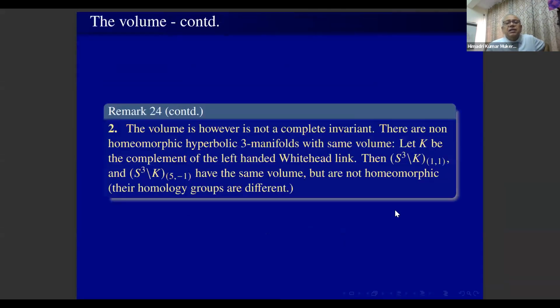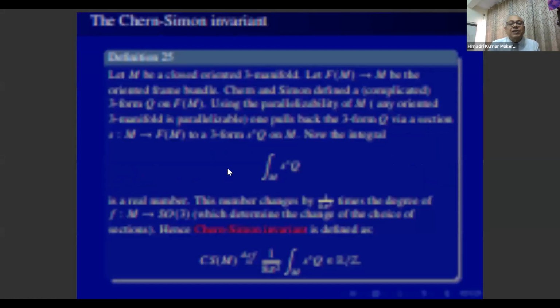This is the Whitehead link. The volume is, however, not a complete invariant. There are non-homeomorphic hyperbolic three manifolds with the same volume. Let K be the complement of the left-handed Whitehead link. Then S3 minus K of 1,1 and S3 minus K of 5,1 have the same volume but are not homeomorphic. Their homology groups are different. So volume also is not a perfect invariant, because these two have the same volume, although they can be distinguished by homology. So it improves on homology in some cases, but it is sometimes weaker than homology. So these are not really complete.